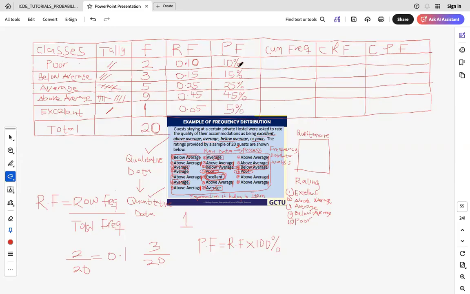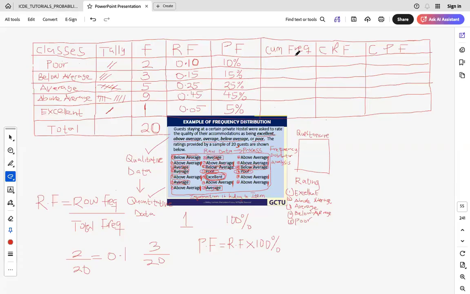In the same way, I said the PF, the total value, when you add everything, you should come back to the 100%. Once you get the 100%, that means that what you have done is correct. If you don't get it, it means you need to go back and then redo it. So that is for the PF. Then we move to the next column to do the cumulative frequency.